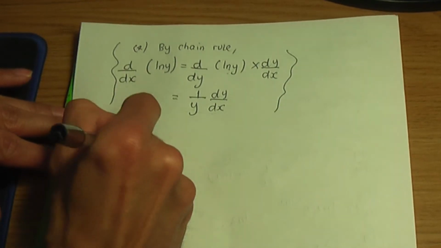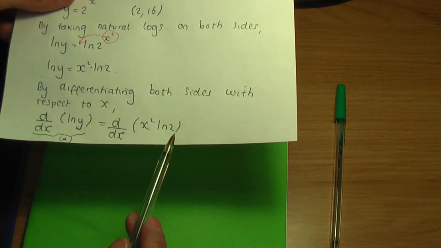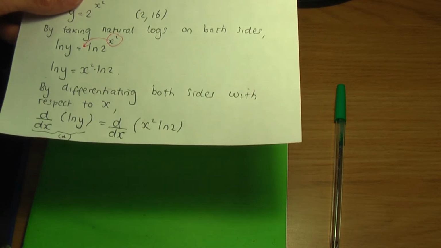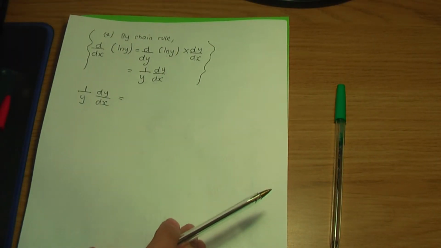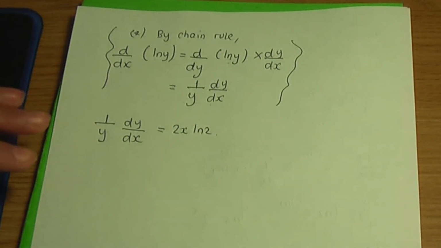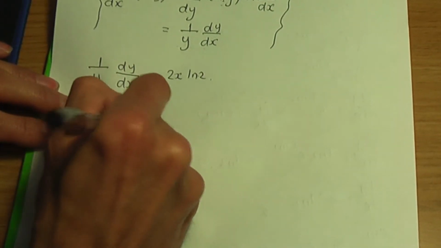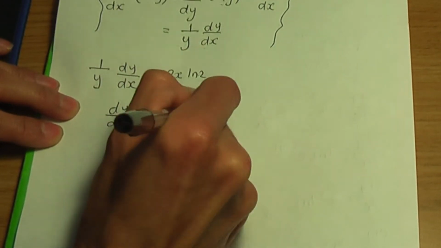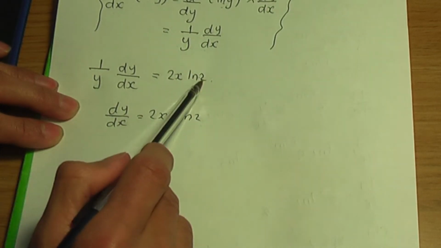So for the left-hand term, we had 1 over y, dy over dx, that is equal to, and when you differentiate x squared ln 2, bearing in mind that ln 2 is a constant, you're going to have 2x ln 2. So on the right-hand side, we can write that as 2x ln 2 for when we differentiate that term. Now we need dy over dx, so if we rearrange, dy over dx will be 2xy ln 2. We get to this step by multiplying by y on both sides.